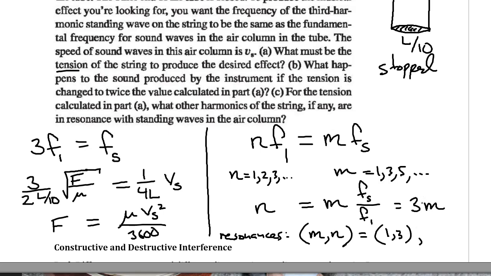I can plug in m equals 3 and I get n equals 9. Next, I could plug in m equals 5 and get n equals 15. And these are all the different resonances so that the string will resonate with the air column.